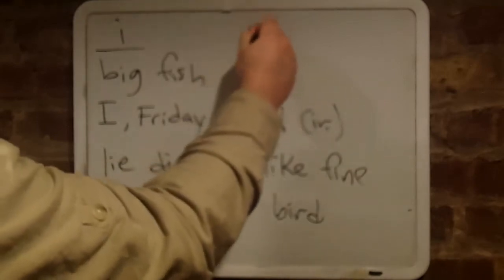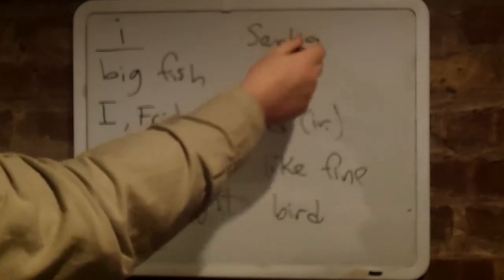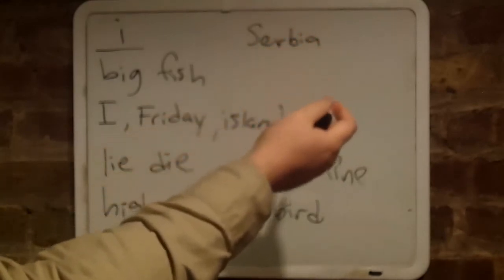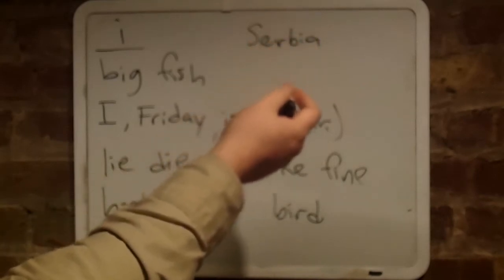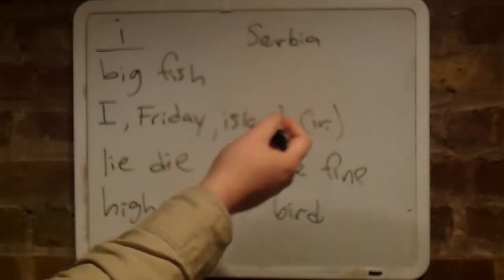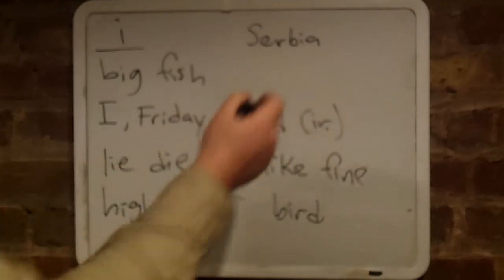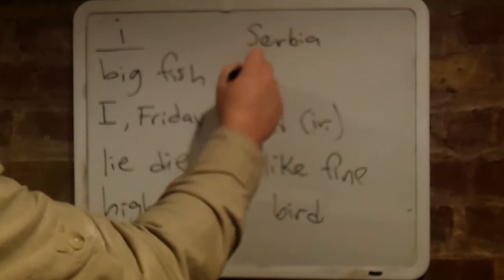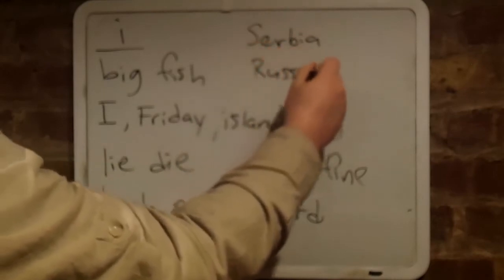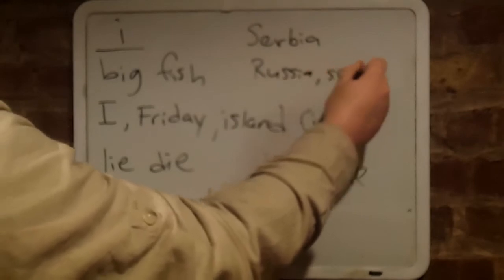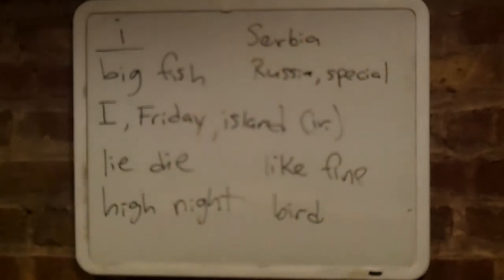So for example, like Serbia. So IA at the end always sounds like IA. Serbia, Bosnia, Russia, sometimes it sounds like just straight. So it can be IA like in Serbia, or like in Russia or special. And that takes care of the letter I.